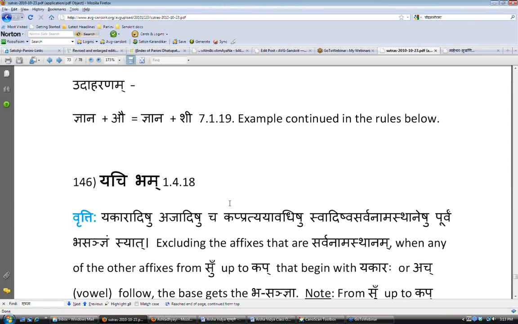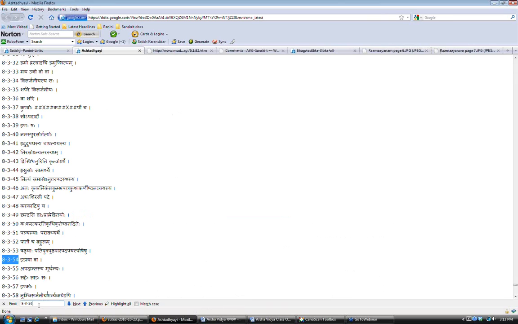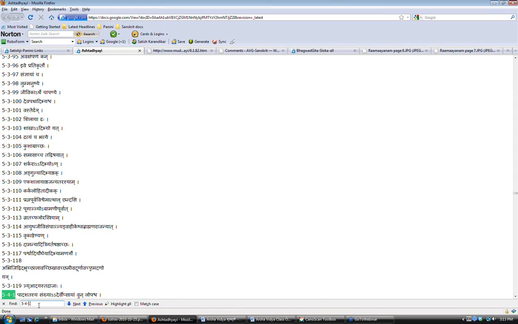Look at this quickly. It says Yakaradishu. So this is Yachibham. We already saw this one. Yakaradishu, Ajadishu, Kapratyavadishu. What is Kapratyavadishu? It means the last 10 rules in 5.4 talk about the Kap Pratyaya. Because Swadi means ending up to where? Remember, these Adhyaya numbers came after Panini. They were not at Panini's time.